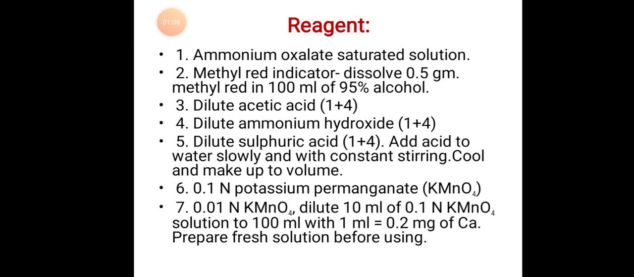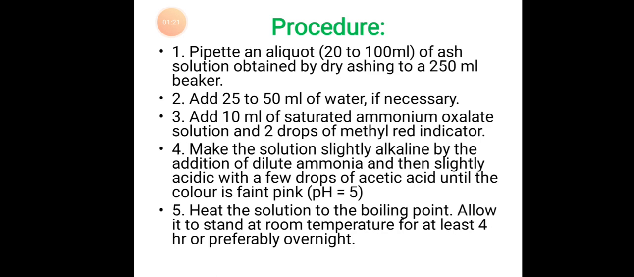0.1 normal potassium permanganate KMnO4, and 0.01 normal KMnO4. Dilute 10 ml of 0.1 normal KMnO4 solution to 100 ml, where 1 ml equals 0.2 milligrams of calcium. Prepare fresh solution before using.